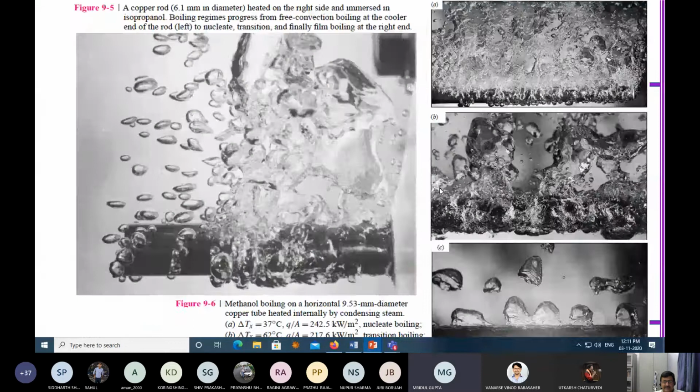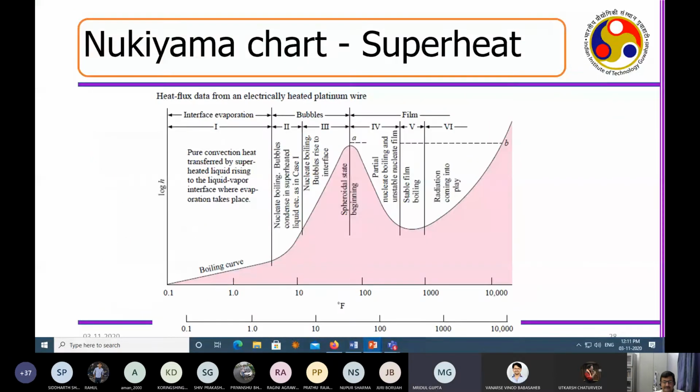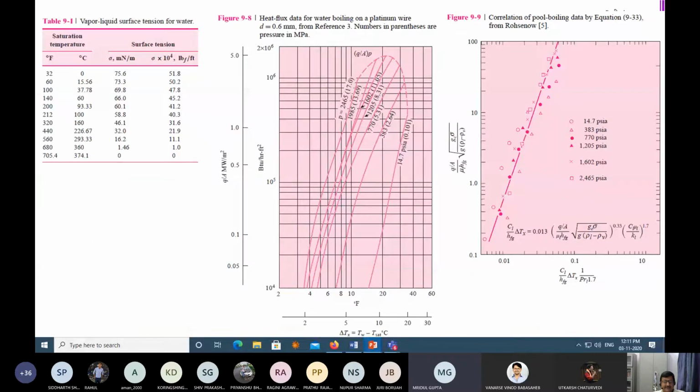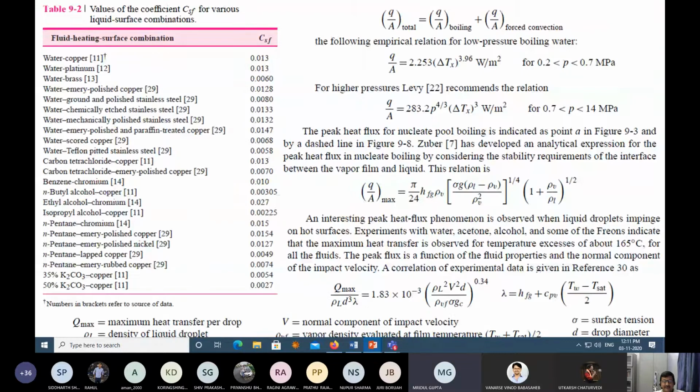Yes, sir, the table. Where is the table? So this is for water-copper, water-platinum, fluid-heating surface combinations, different combinations. Correct. From there you will get it, right? Yes, sir. So this is the CSF, correct? Okay, sir. You have the CSF, right?